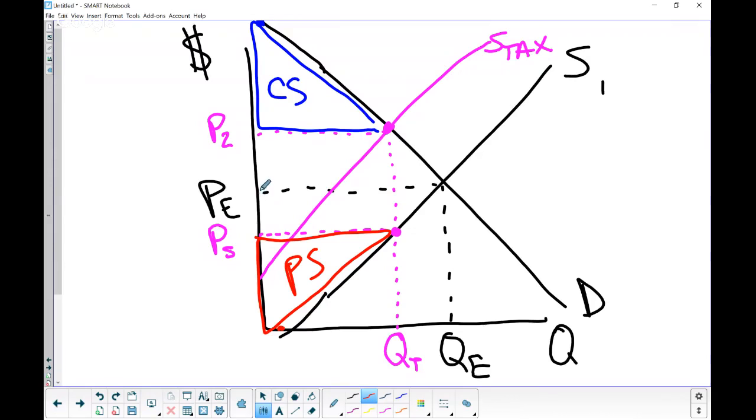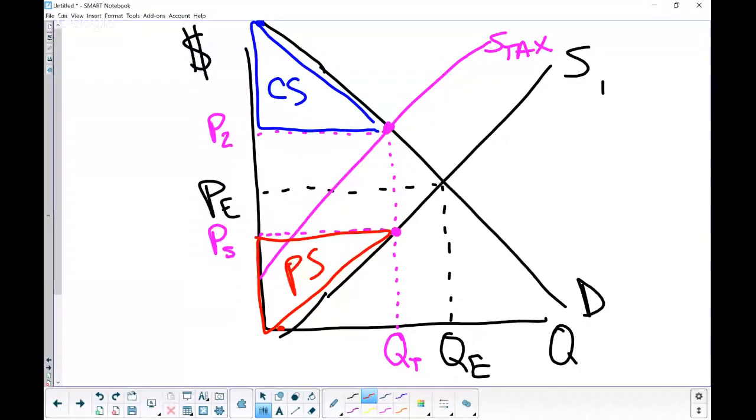We have this area here. We have this area here. We have the area as a whole, and then we have this triangle here. Okay, well, let's talk about the area, the giant area here.